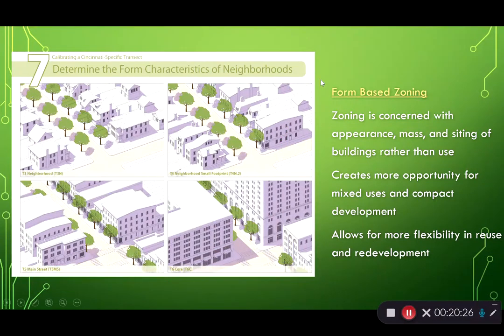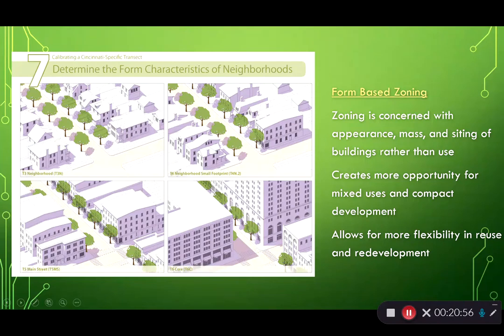So form-based zoning, again, I won't link to the video, it's linked in the module, but that's really about zoning based on the mass, appearance, and siting of buildings rather than the use. Most zoning is based on use, so it's a single family home and that's all it can be. It is a multifamily home and that's all it can be. It is a commercial space and that's all it can be. With form-based zoning, you're not worried about what's actually happening inside of the building. You're worried about how the building relates to those buildings around it and the larger neighborhood.